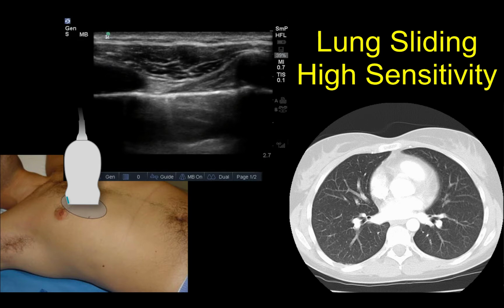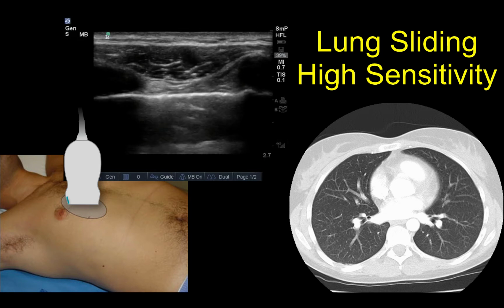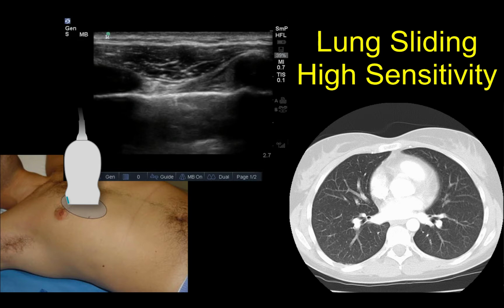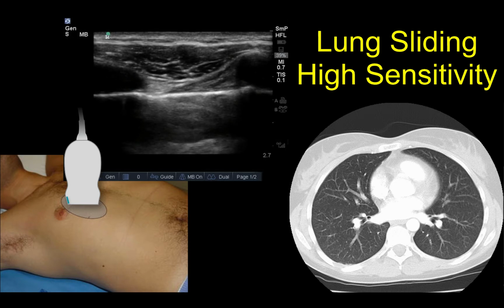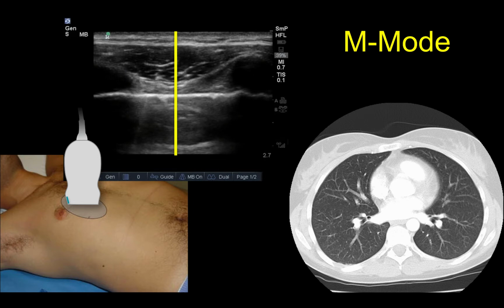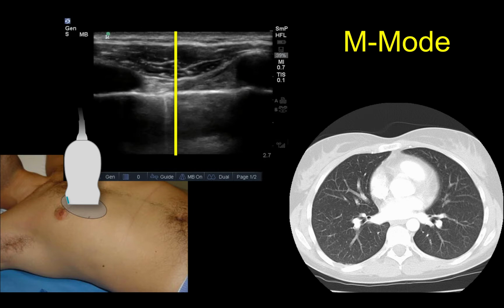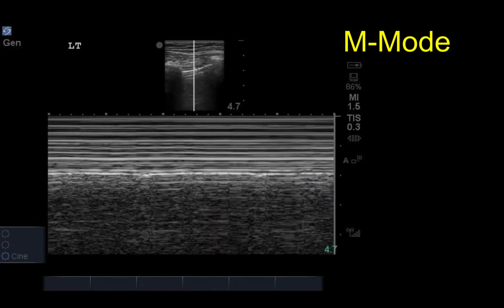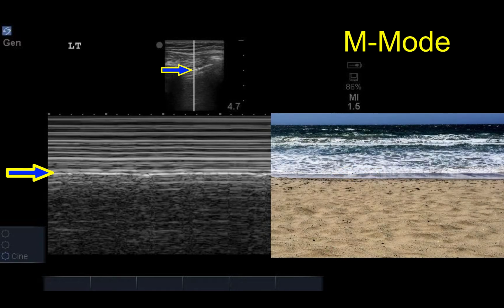Occasionally, especially in the beginning, you may be unsure if you're seeing sliding or not. If that's the case, you can use something called M, or motion mode. This will allow you to track movement of just one minuscule plane over time, in this case, right over that yellow line. In normal lungs, seen here, you see that below the sliding pleura, there's movement, and that movement creates a heterogeneous grainy appearance. This pattern is often called the sands on the beach pattern, with the pleural lining being where the waves meet the beach.